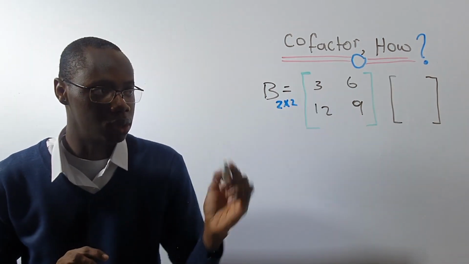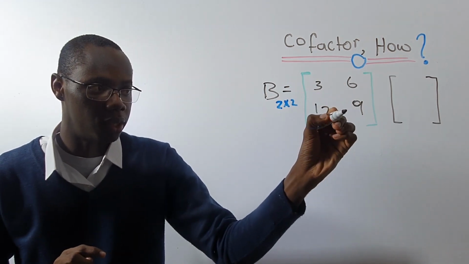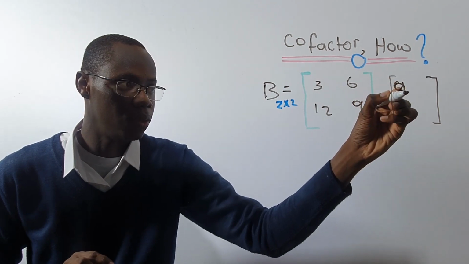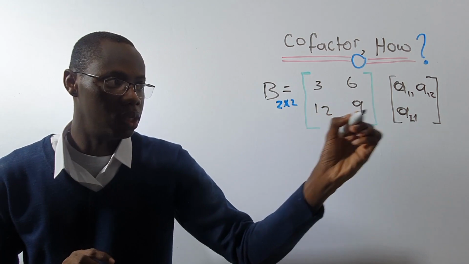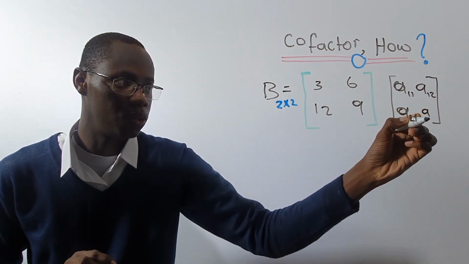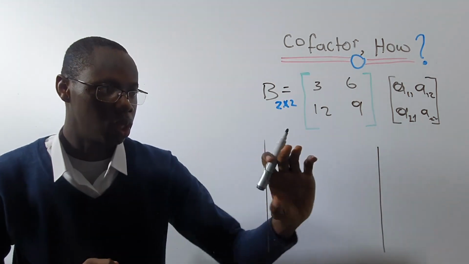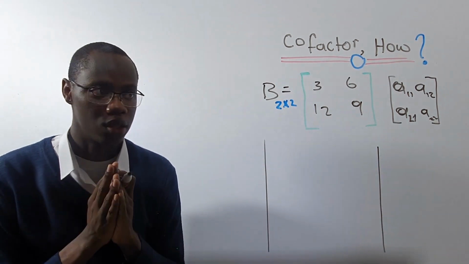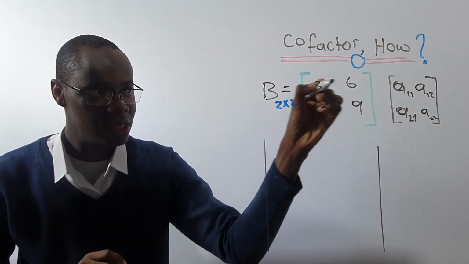Write out their coordinates. So this 3, 6, 12, and 9. I'm going to name all of them now. So let's use A. So A11 and A12. 9 will now be A22. Right? Very, very simple. So now I have my brace drawn. So now the next thing to do is to find the minor and the cofactor for individual ones one by one.